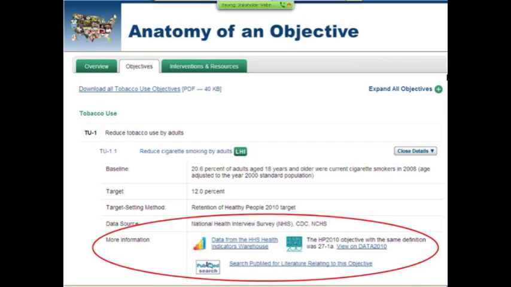We've partnered with the National Library of Medicine to develop PubMed search strategies intended to support both public health practitioners and researchers in their efforts to achieve Healthy People 2020 objectives. These search strategies search high-quality, peer-reviewed scientific literature to identify research evidence in selected Healthy People 2020 objectives.